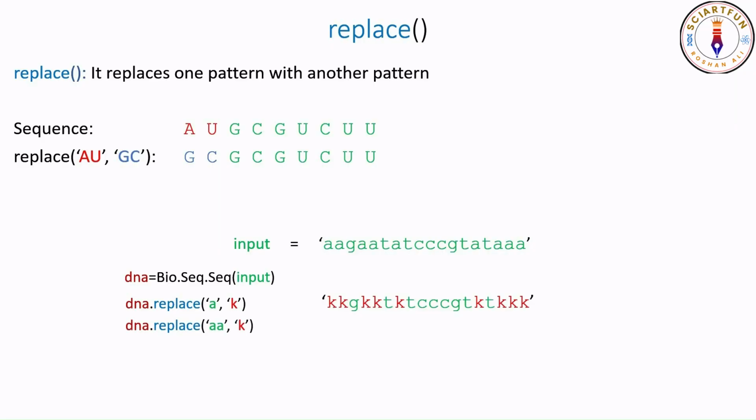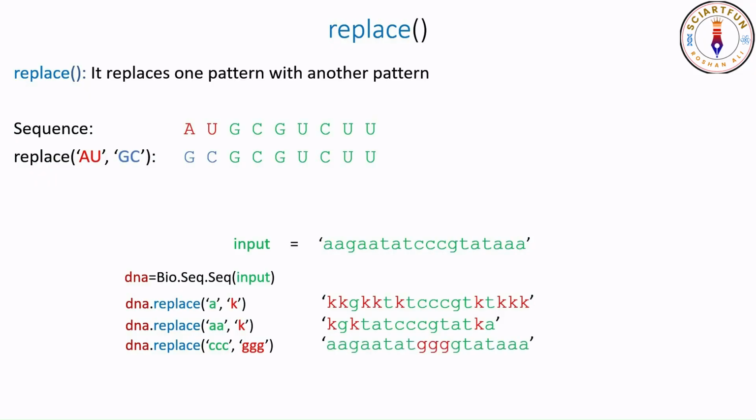You can replace double A with single K. You can replace triple C with triple G. You can replace the pattern T, A, T with G, C.